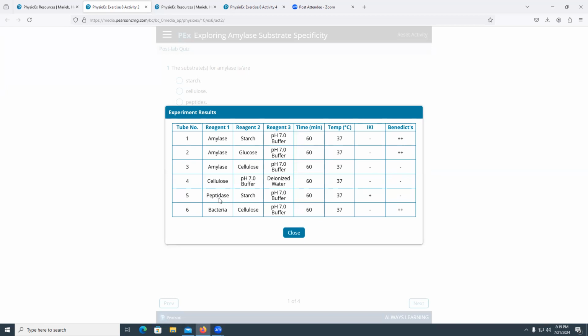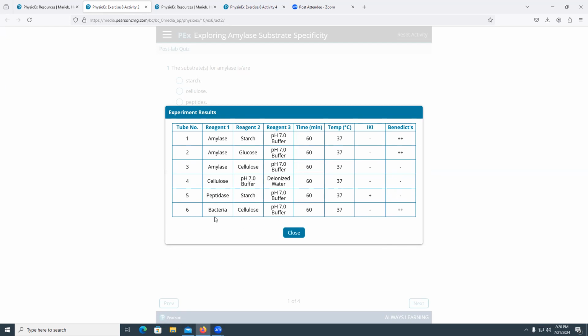Peptidase. So for peptidase, given peptidase starch, I was able to detect with the IKI that I do have, so apparently IKI can detect if there are proteins or glycoproteins, proteins that are mixed with sugars. So that's why it went positive. But obviously, I do not have products because peptidase cannot convert reactant starch into reducing sugars.